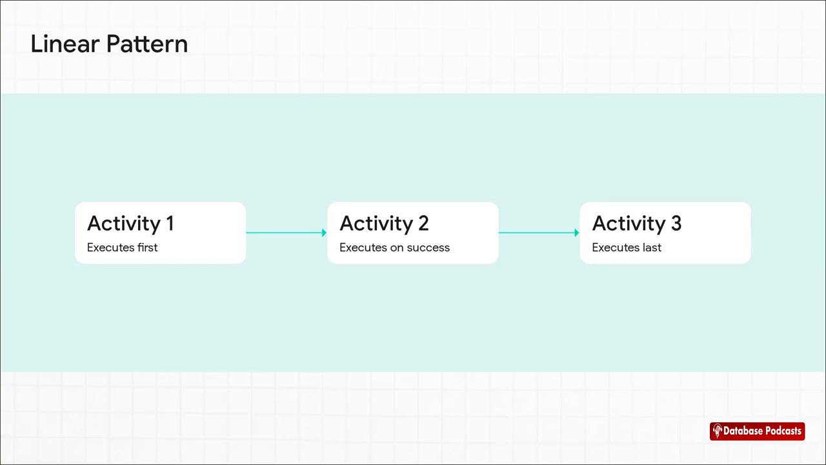Let's start with the simplest one, the linear pipeline. And yeah, it's exactly what it sounds like. It's a straight line. Activity 1 finishes, then activity 2 kicks off, and so on. It's super straightforward and absolutely perfect for simple, self-contained processes.